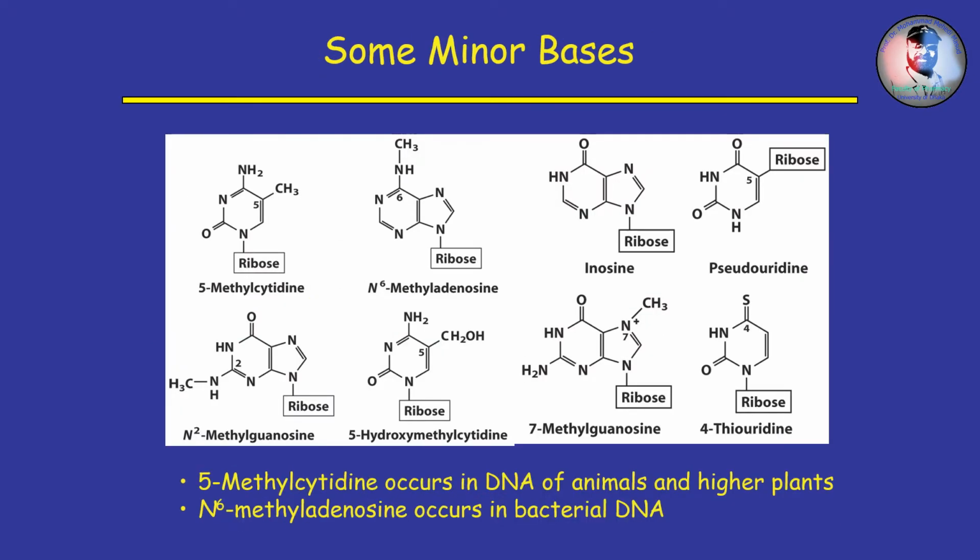But some minor nitrogenous bases are also present in the nucleotides of DNA and RNA of bacteria, animals, and higher plants along with the major bases. They are also derivatives of purine and pyrimidines. These minor bases have been modified after the nucleic acid chain has been formed.